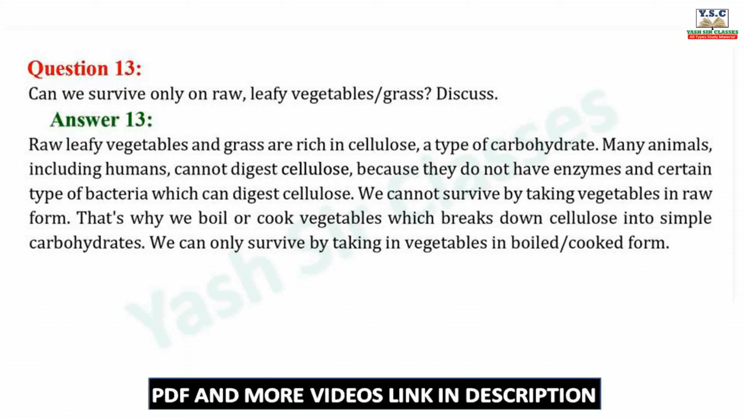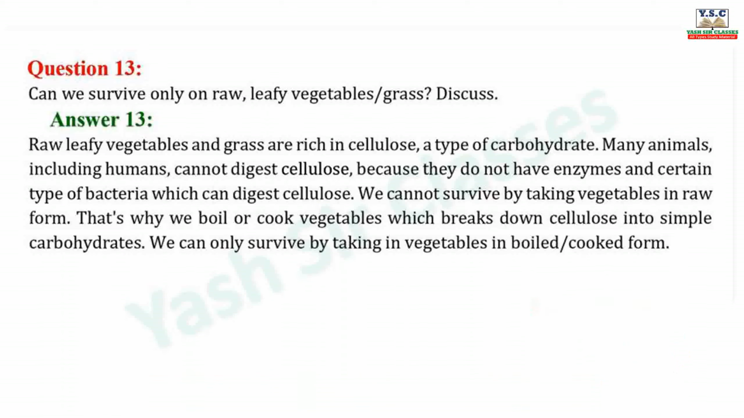Question number 13. Can we survive only on raw leafy vegetables and grass? Discuss. Answer. Raw leafy vegetables and grass are rich in cellulose, a type of carbohydrate. Many animals, including humans, cannot digest cellulose because they do not have the enzyme and certain type of bacteria which can digest cellulose. We cannot survive by taking vegetables in raw form. That's why we boil or cook vegetables, which breaks down cellulose into simple carbohydrates. We can only survive by taking in vegetables in boiled, cooked form.